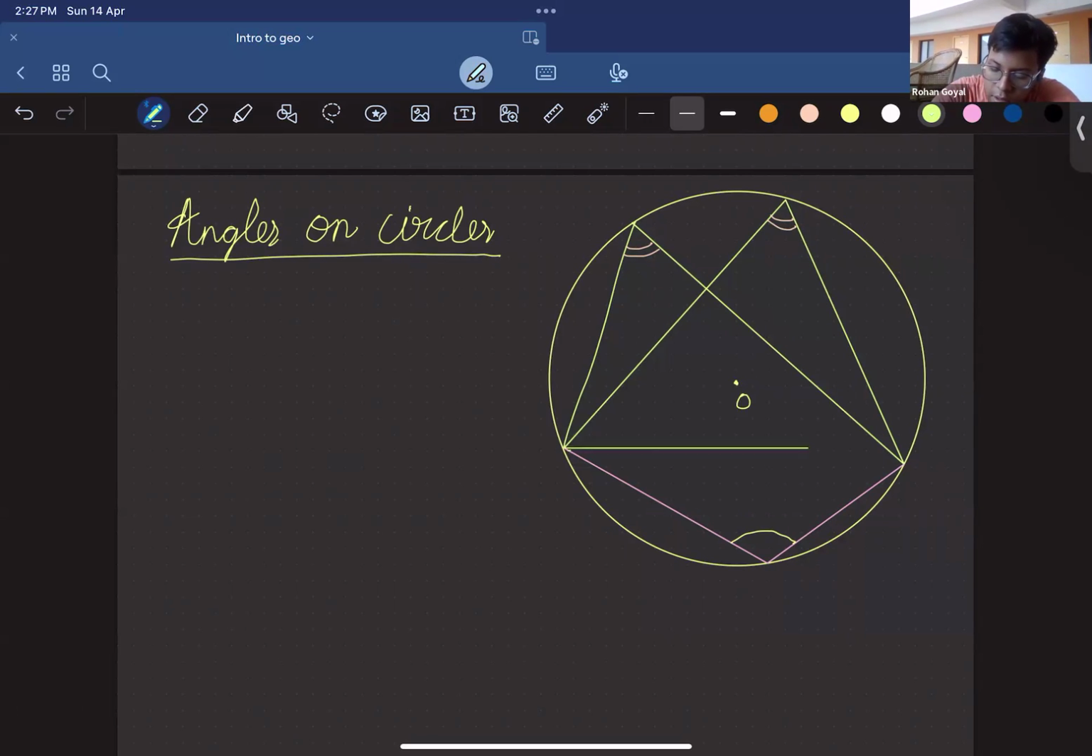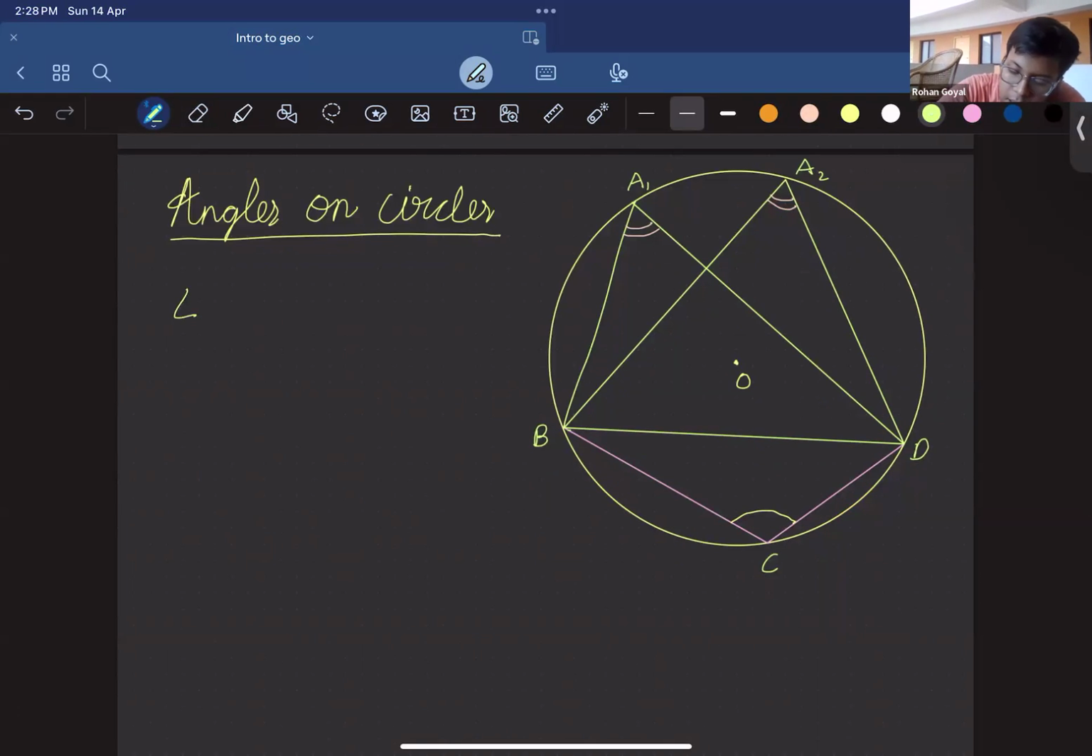So you must have all seen this. Let's call these points B and D. So if this is A1 and A2, and this point is C, then we know that angle BA1D is equal to angle BA2D. And these four points are concyclic if and only if this condition holds. So it goes both ways.